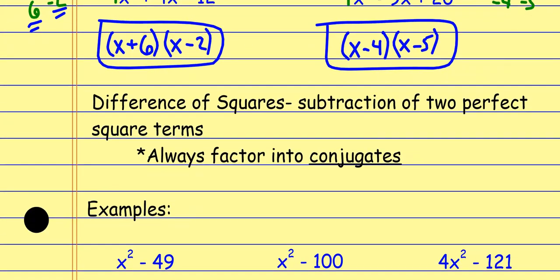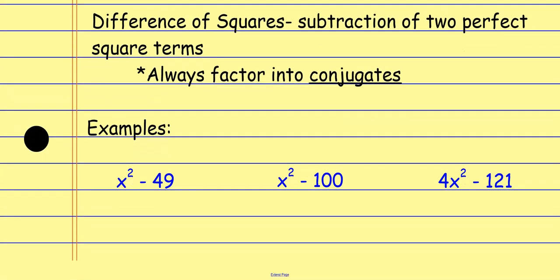Okay? And then the last thing we had in terms of factoring was difference of squares. Remember, subtraction of two perfect squares always factors into conjugates. And if you recall, conjugates are when we basically have the same binomial twice, but they have different signs. So like an x plus 5 and an x minus 5. All right? An x plus 8 and an x minus 8. Those are conjugates. All right?